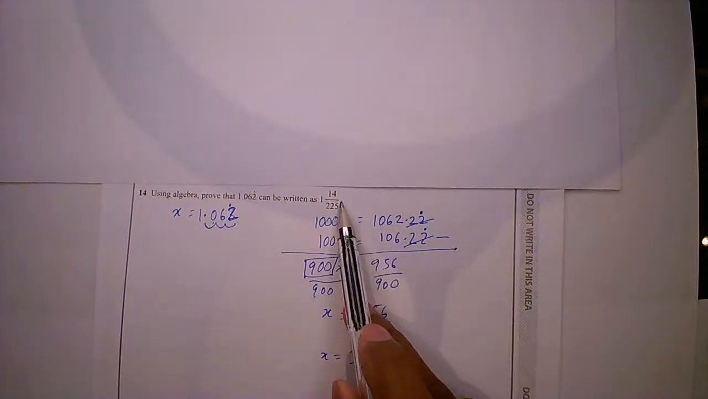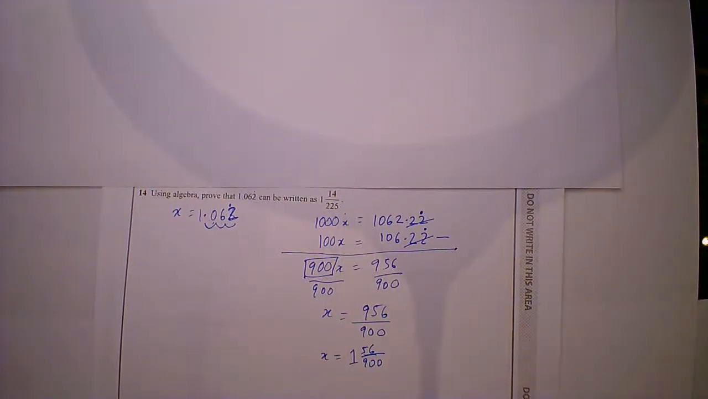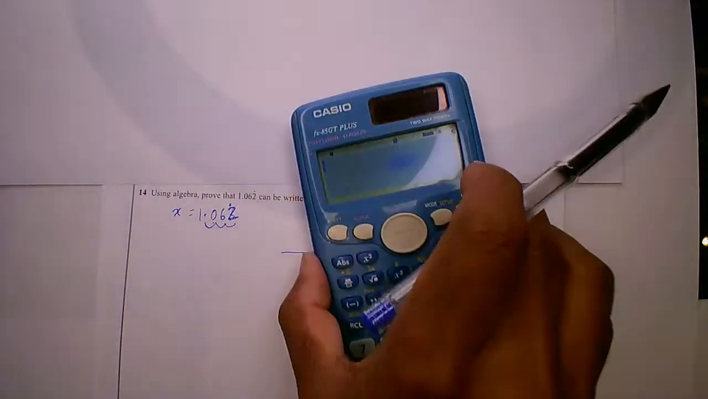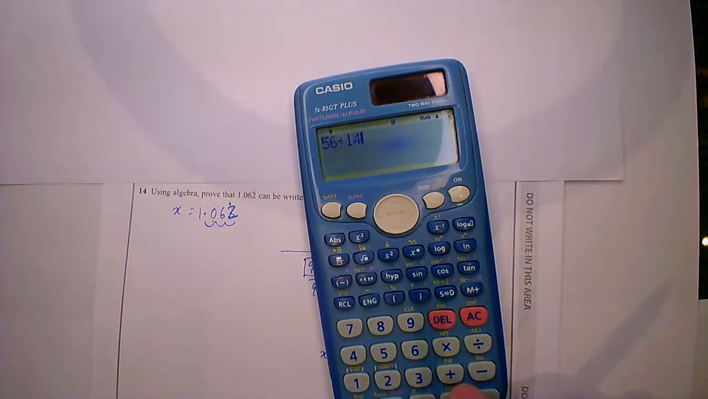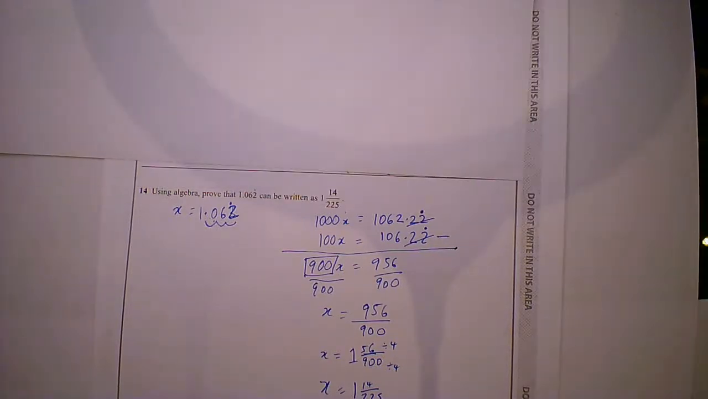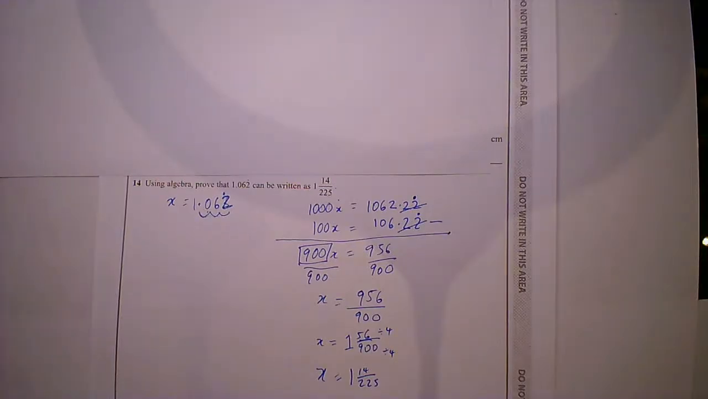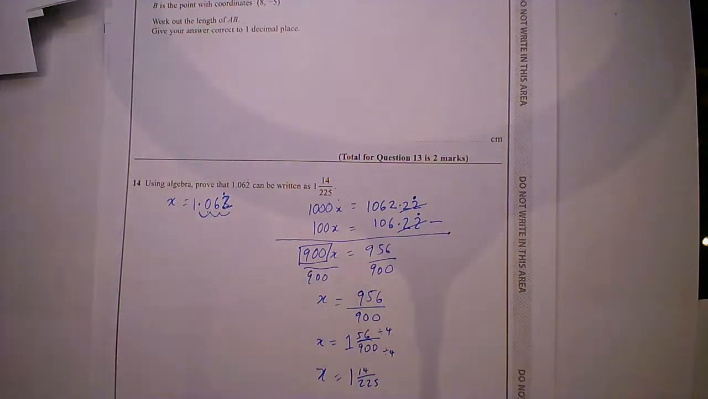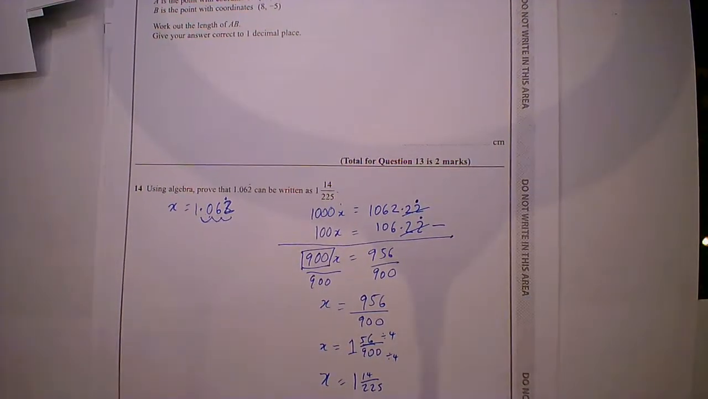And so I want to get to 14. Again, we have the luxuries of a calculator. We can do 56 divided by 14. What do we get? 4. So I can divide the top and bottom by 4 here. So x equals 1 and 14 over 225. There we are, 1 and that. So that's our answer. Hopefully you got the same answer there. Well done if you have.